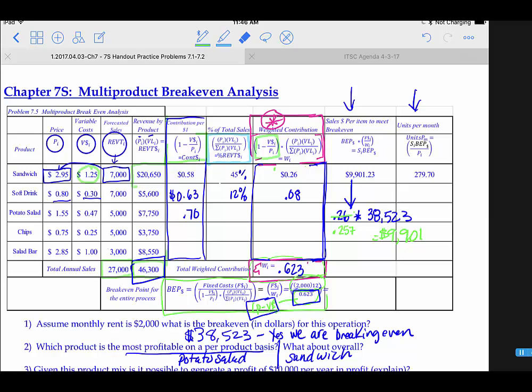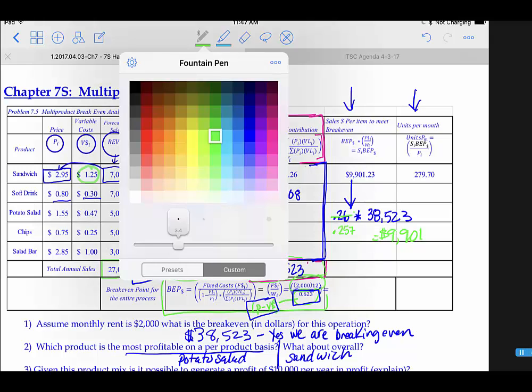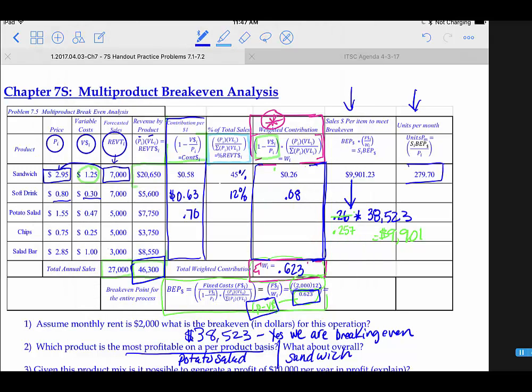And the last step over here is to get it into a by month number of units. And so in order to get this number right here, we have to take our 9,901, divide it by $2.95. That tells us how many units in a year we're going to sell. And that's going to give us roughly 3,356.07 sandwiches, essentially, we're going to sell in a year.